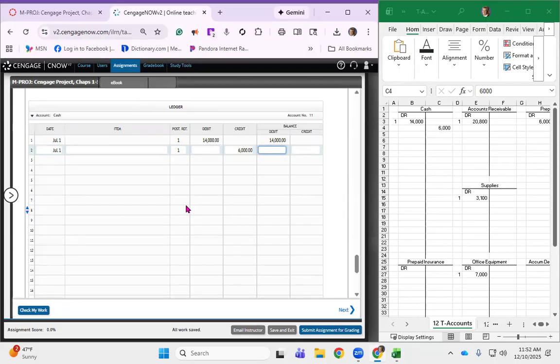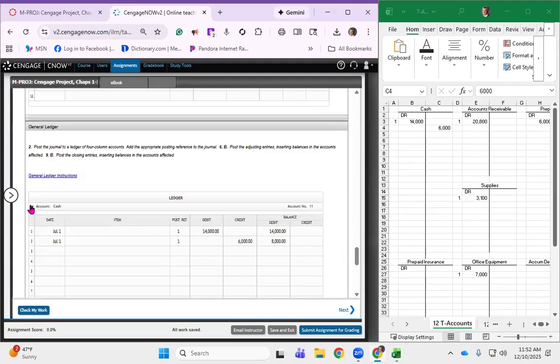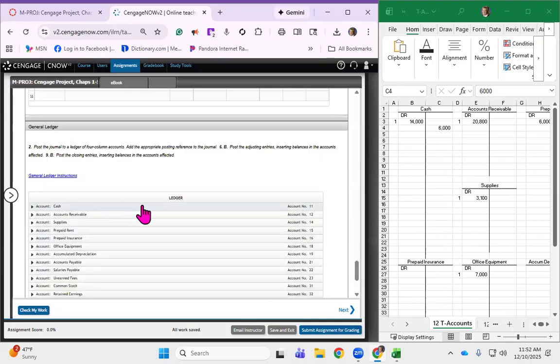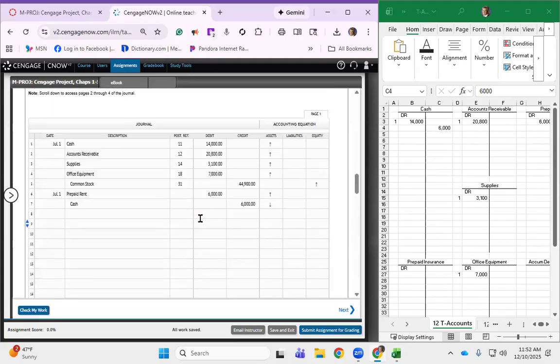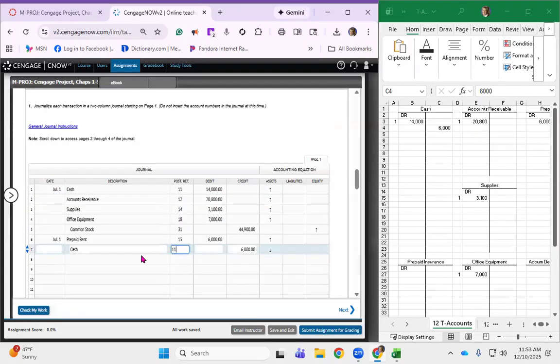Now, 14,000 minus 6,000. You've got to kind of keep a running total of your cash. This cash is going to be really busy. Okay, I got $8,000 now when you subtract what we just did. Close the ledger. Now we're going to go up here and put in the post reference for each of these. So prepaid rent, I believe, is 15 and cash is 11.